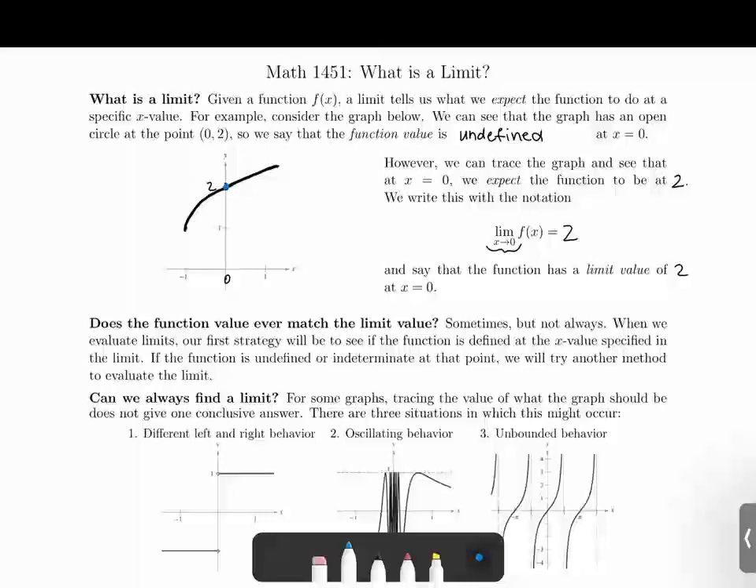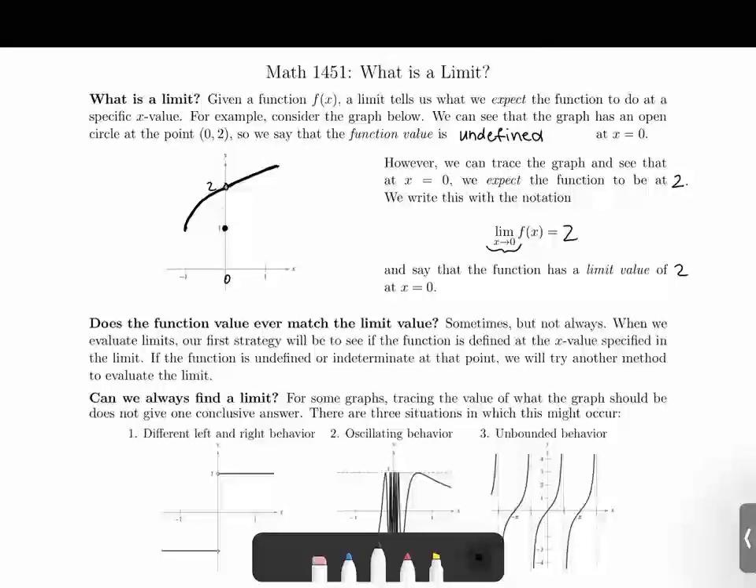Whenever we're evaluating limits, our first strategy is to see if the function is defined at that value. If it's undefined, we're going to try something else. However, I caution you, just because the function's defined at that point doesn't mean the limit value is the same as the function value. For example, in the graph up here, if instead of that point being filled in at 2, it was filled in at 1, the function value would not be undefined, it would be 1, but the limit value would still be 2, because that's what's happening around the point at 0.